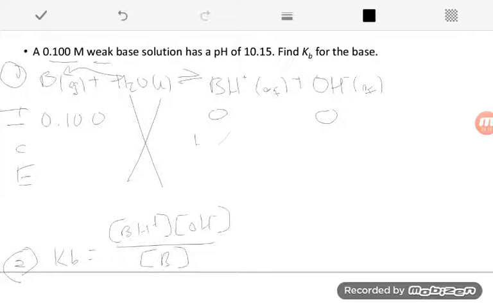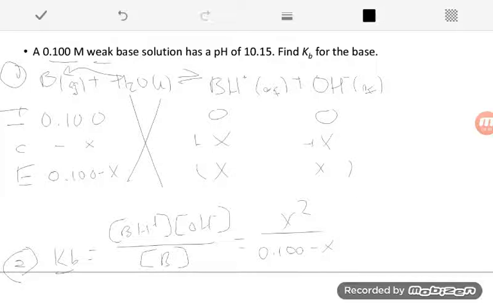So we have to add to the side with 0, and we'll take away from our reactant side. So at equilibrium, we'll have 0.100 minus X for B, and we'll have X for BH plus and OH minus. We can't really solve for anything right now, so we're just going to go ahead and plug that into my Kb expression. So on top I'll have X times X, or X squared, for multiplying these two together. And on the bottom I will have 0.100 minus X.